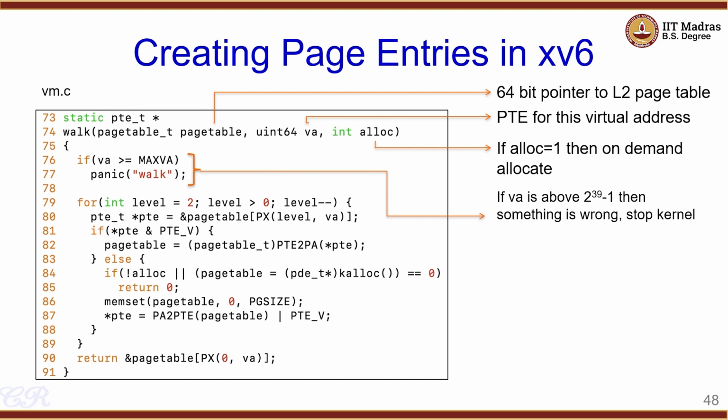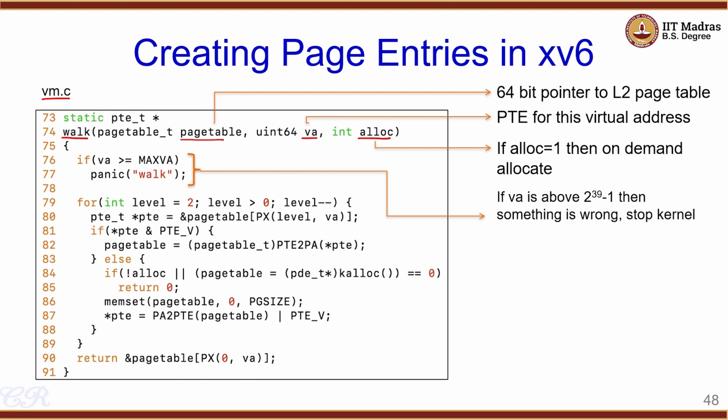So the function we'll be looking at is present in this file called vm.c, right. The function is called walk, and it takes 3 input parameters: the page table, the virtual address, and a boolean value or an integer value called alloc, right.